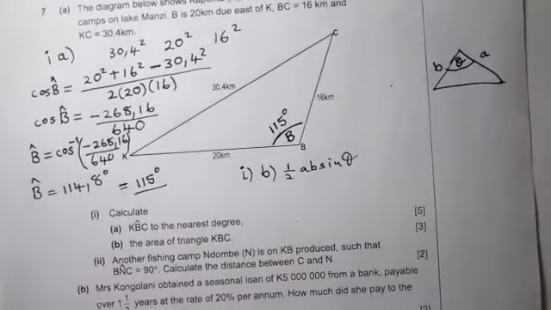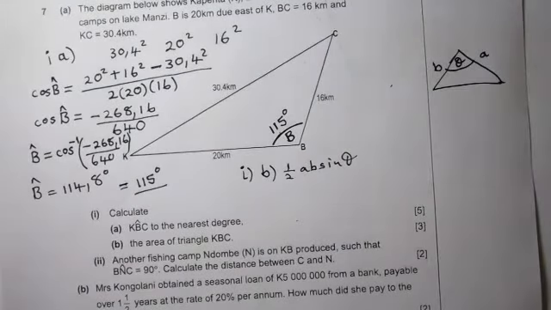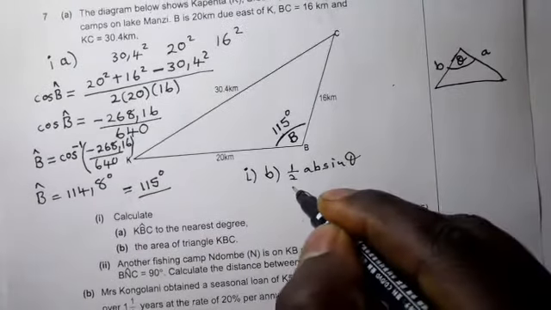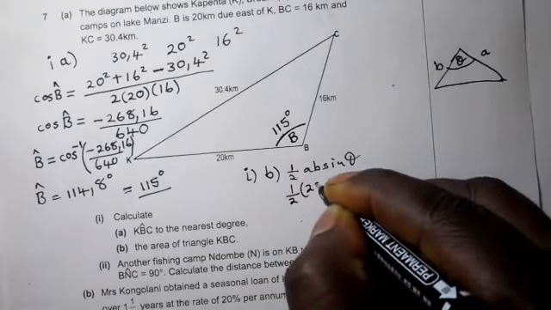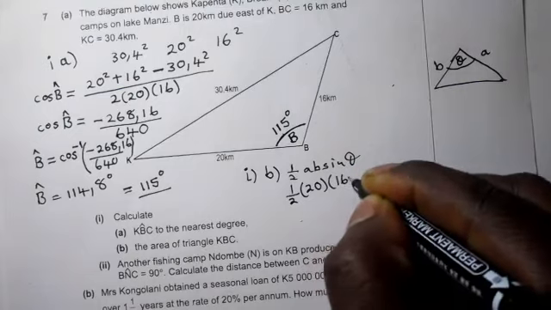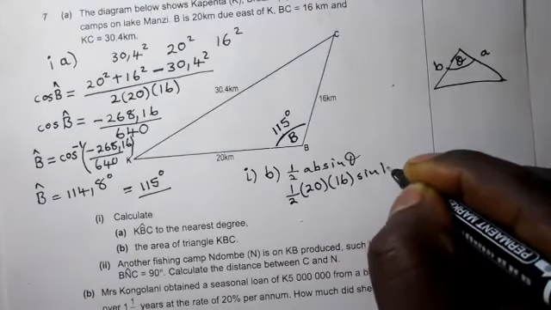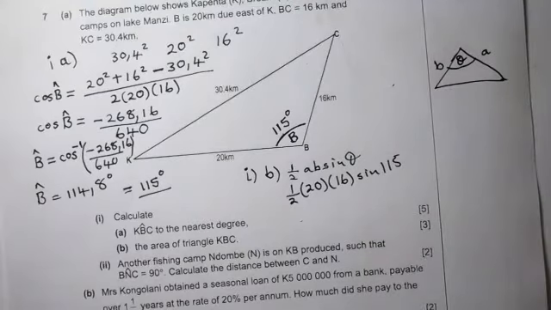In as much as we are given 3 sides on the triangle, 30.4 kilometers is going to be ignored. Why? Because when it comes to a and b, I'm going to make use of 20 kilometers and 16 kilometers. The reason is 20 and 16 are the sides that enclose the angle 115 in between. I hope you are focusing. So half, open bracket 20, close bracket, open bracket 16, sine 115. So this is how you do it.